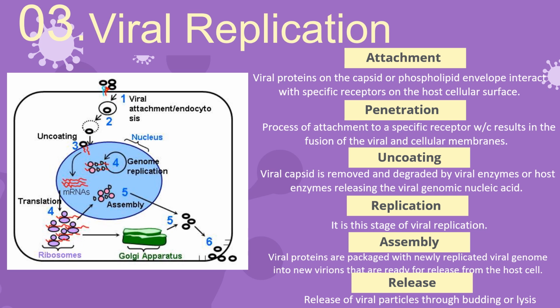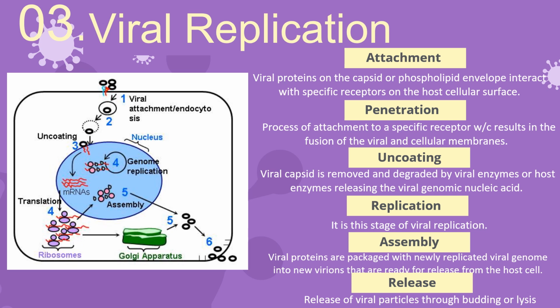So, after they have replicated, assembly will happen. So, assembly meaning the synthesized or the replicated viral genome and proteins will now be post-transcriptionally modified. So, viral proteins are packed with newly replicated viral genome into a new virion that is ready for release from the host cell. So this process can also be a time for them to mature before they are released. So finally, when they mature, release or the sixth stage will happen.